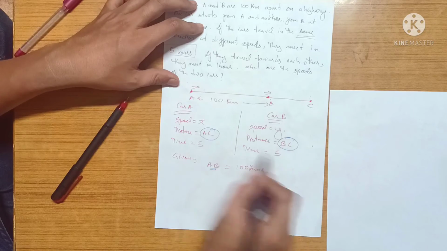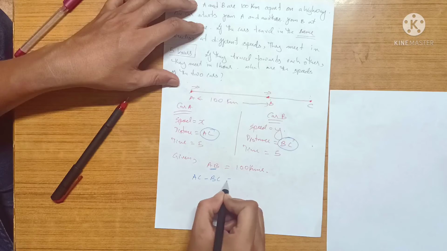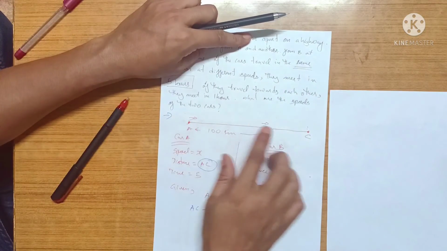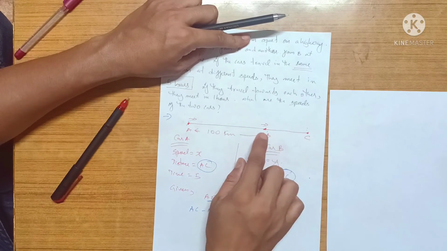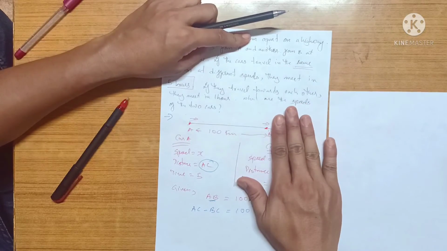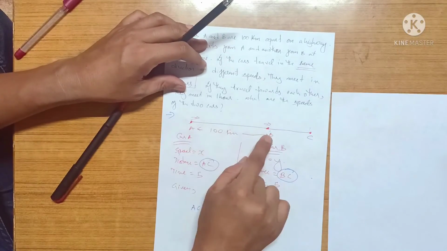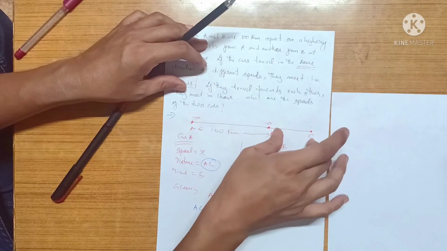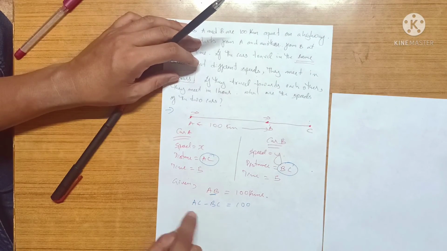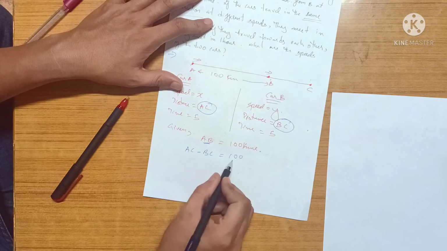So AB, can I not write it as AC minus BC? Let me show you why. AC is the whole thing, BC is this part. If from AC I remove BC, what is left? AB is left, right? So AB can literally be written as AC minus BC. So AC minus BC equals 100.